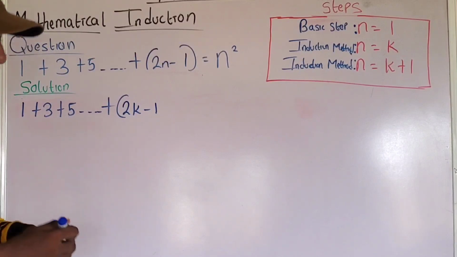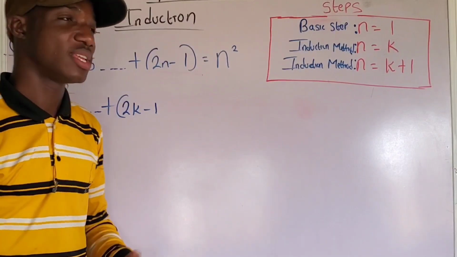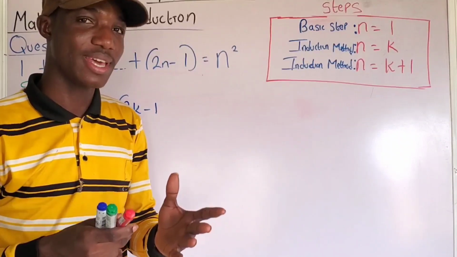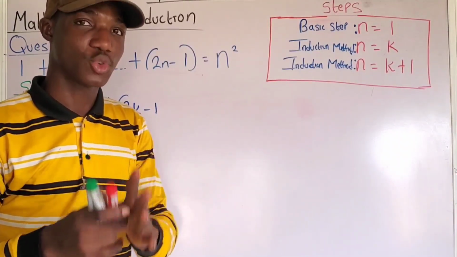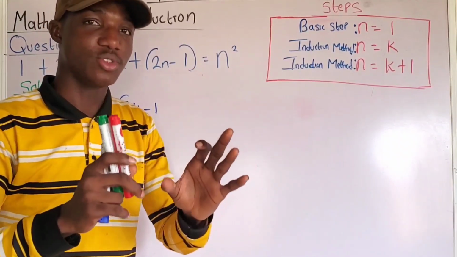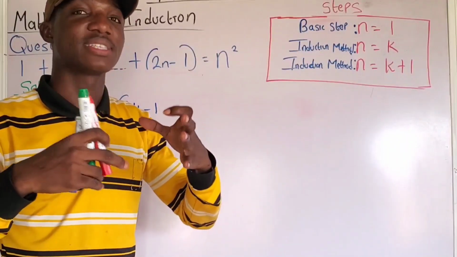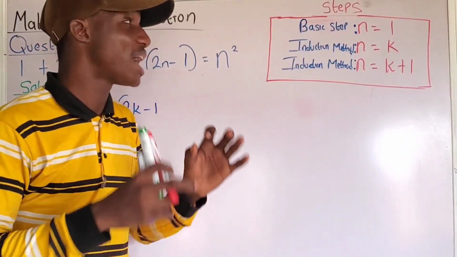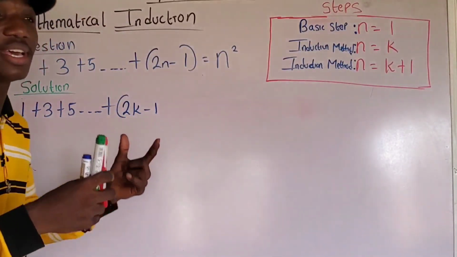And another thing that I want you to note is that now when you are dealing with the induction method, you assume that for n equal to k, the statement is true. It's just an assumption. We have not verified. You understand what I'm saying? We have not said that the statement is true. We are just assuming. So we assume that when we set n equal to k, the statement is true.